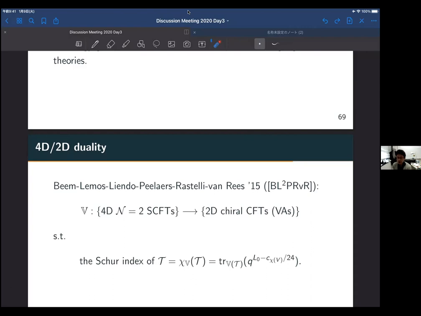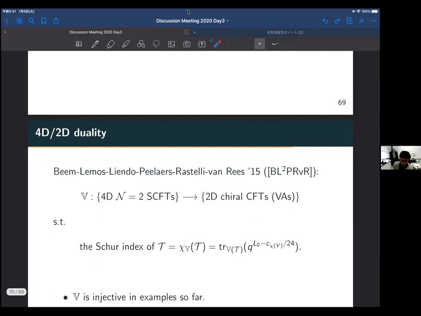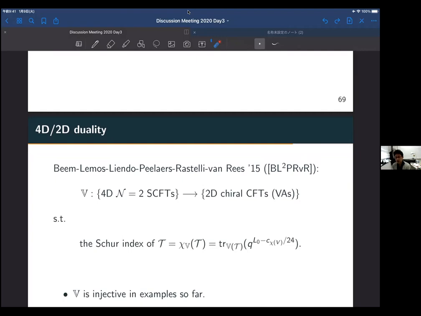Now, what is more surprising is that this map is defined by a certain dimensional reduction. So it's natural to think that you lose much information, but this map is injective in examples so far. So now physicists believe that this is injective. So this vertex algebra is a complete invariant of this very rich physical theory.